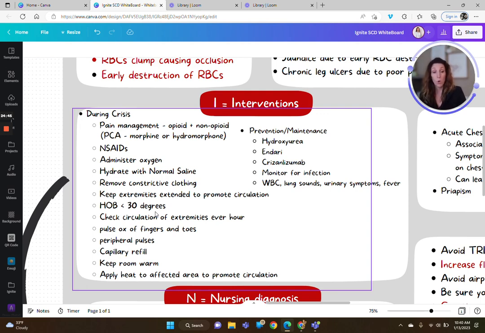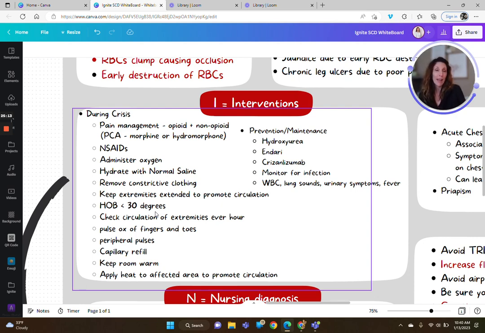If we get cold, our blood vessels can constrict a little bit, and if our blood vessel is more narrow, those blood cells that are clumping together and sticking together are not going to be able to move through as easily. So we're going to want to keep the room nice and warm, and then we're going to apply heat to the affected area, and that's going to help relax those blood vessels so more blood cells can move through. So that would be avoiding ice.